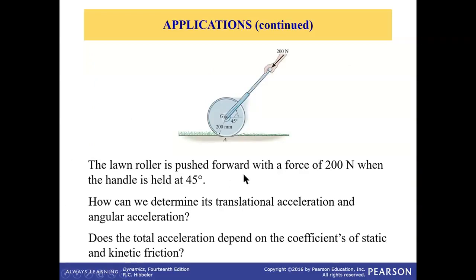Second one, the lawn mower is pushed forward with a force of 200 newtons with the handle at 45 degrees. How can we determine its translational acceleration and angular acceleration? Again, why do we need to do that? Because we just want to make sure that the lawn mower is strong enough to sustain all the forces because of the linear acceleration and angular acceleration. We do not want it to fail under the effect of these forces.